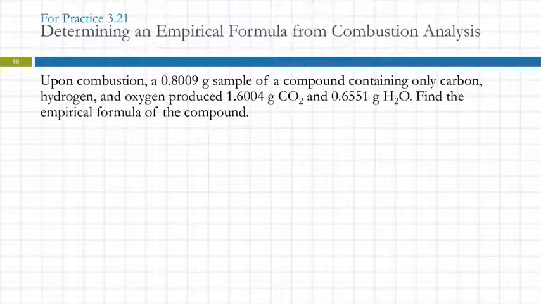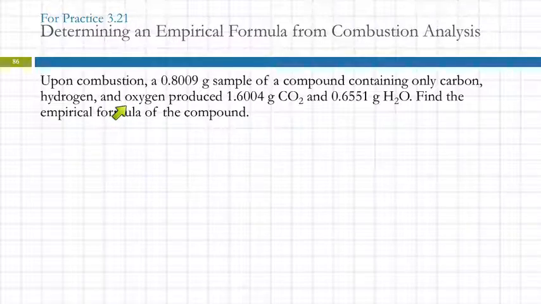We'll do one more. This one has carbon, hydrogen, and oxygen. This one's a challenge to fit all the work on this one screen. So on your paper, you might need the whole page. So upon combustion, 0.8009 gram sample of a compound containing carbon, hydrogen, and oxygen produced 1.6004 grams of CO2, 0.6551 grams of water. Find the empirical formula.